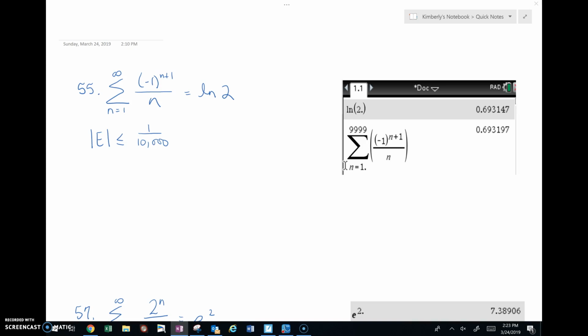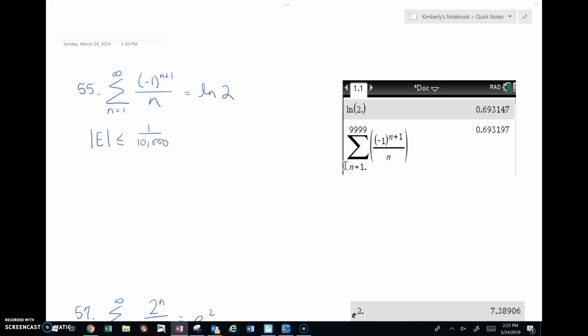I'm going to do number 55 first, which is the summation from n equals 1 to infinity of negative 1 to the n plus 1 over n, and that converges to ln of 2. The instructions want you to show using your calculator how to approximate the sum with an error of less than 1/10,000th using as few terms as possible.